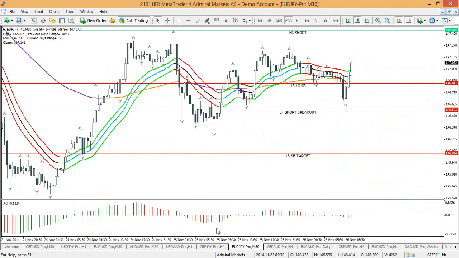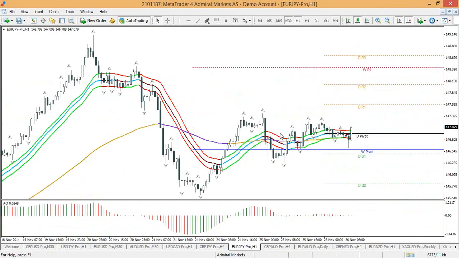Euro yen doesn't look that great. I'm going to skip that one. Price is pretty choppy in this zone, right near the pivot points. If it does break eventually, I will keep an eye on it, perhaps for intraday longs. But I want to see some confirmation first. Dollar CAD, let's take a look.